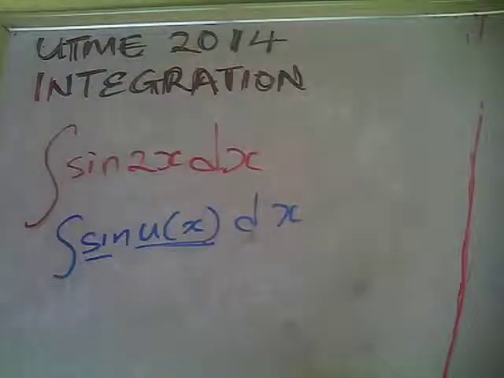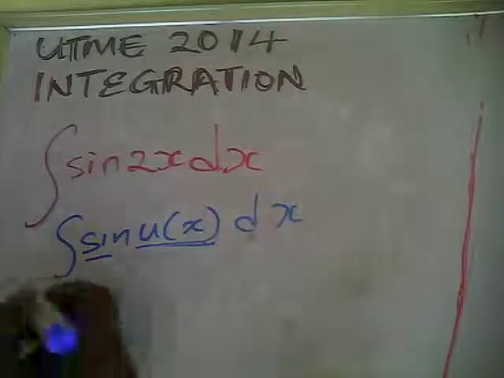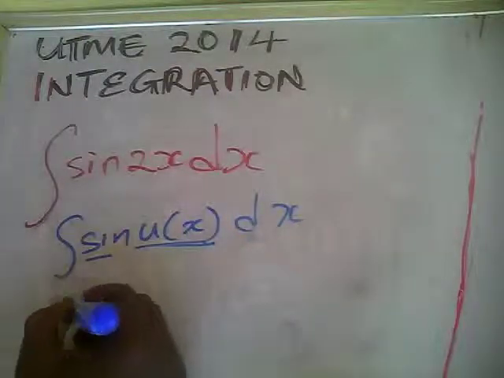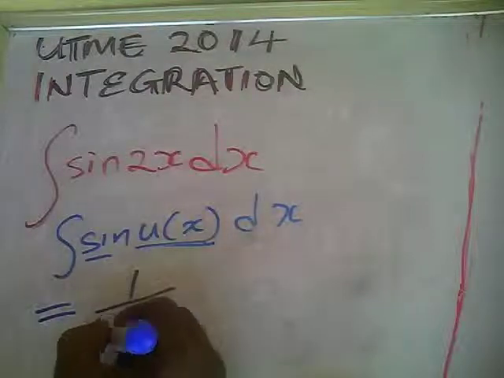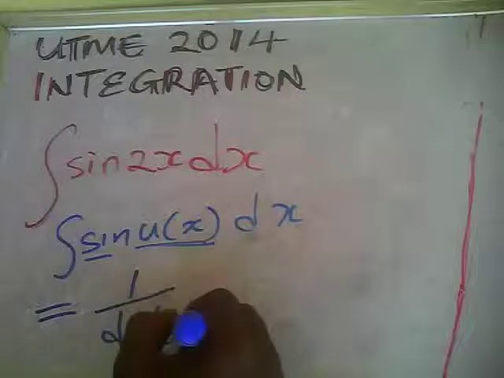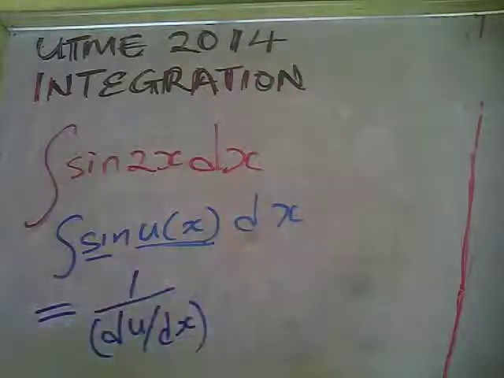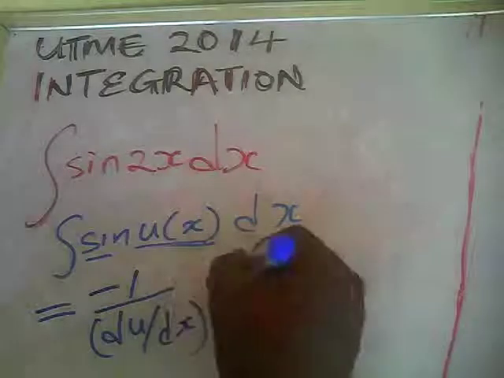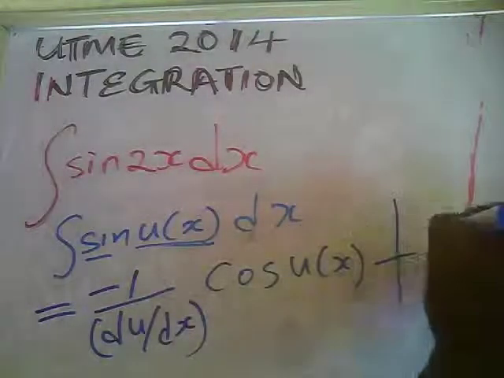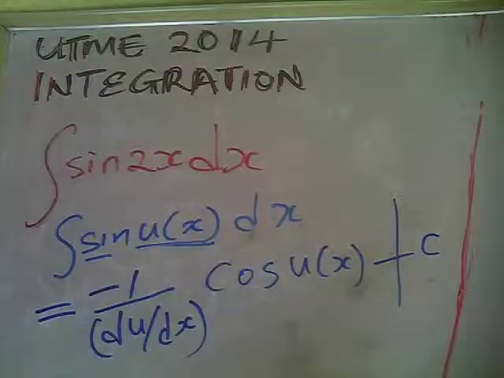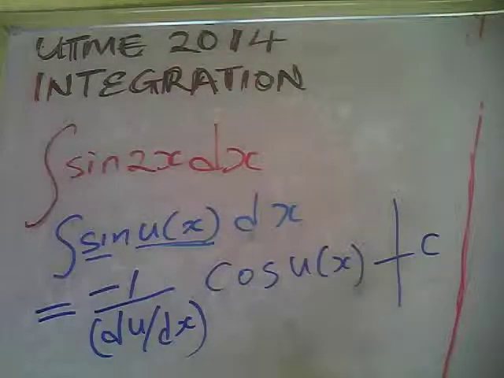We now get a formula that states that the integral of sine u of x dx is equal to 1 over du dx, put minus there because this is the sine function, then cos u of x. Then we must add the constant of integration to our final answer.